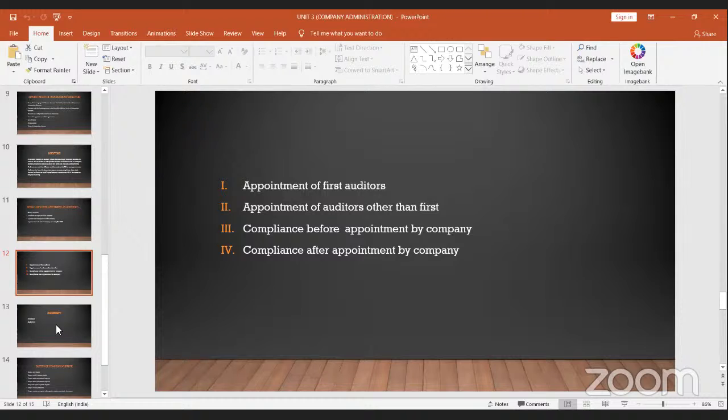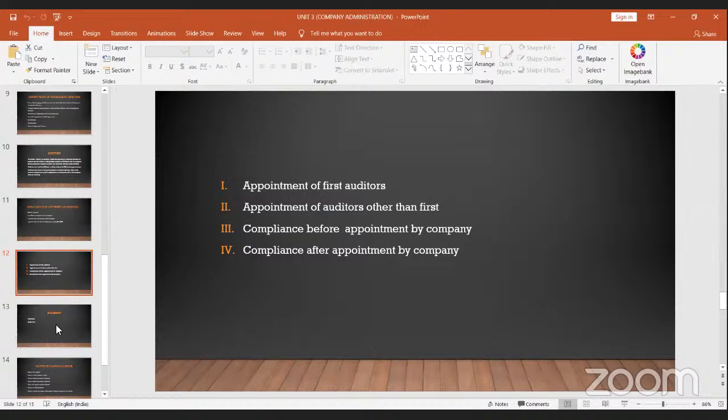However, appointment of the auditor is made by the board of directors within 30 days of the registration of the company. So for the first auditor, the company is going to appoint after the commencement of the business, after the registration of the business, within the 30 days. Because we have to show the record that we already appointed the person.